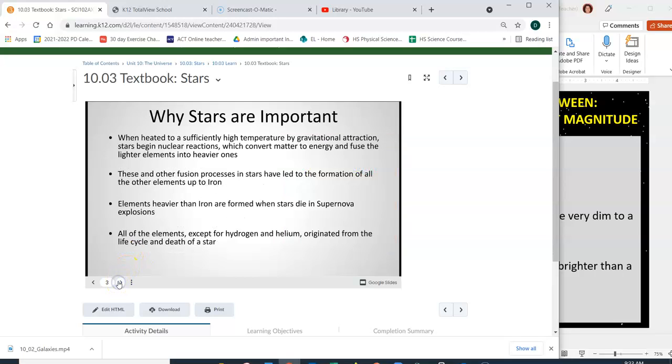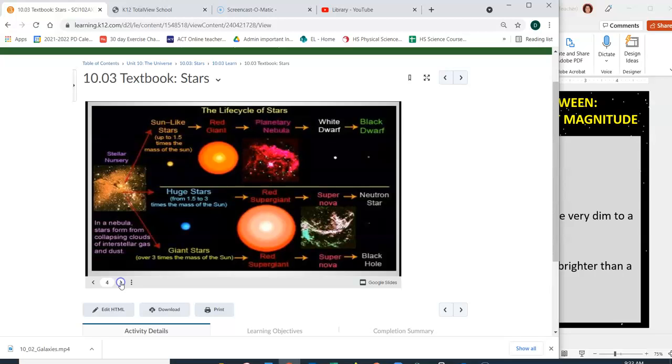And as you go through, it talks about why stars are important. You don't have to write this down word for word on your notes, but at least write down the basics. So try and make it shorter, but get the basics there.